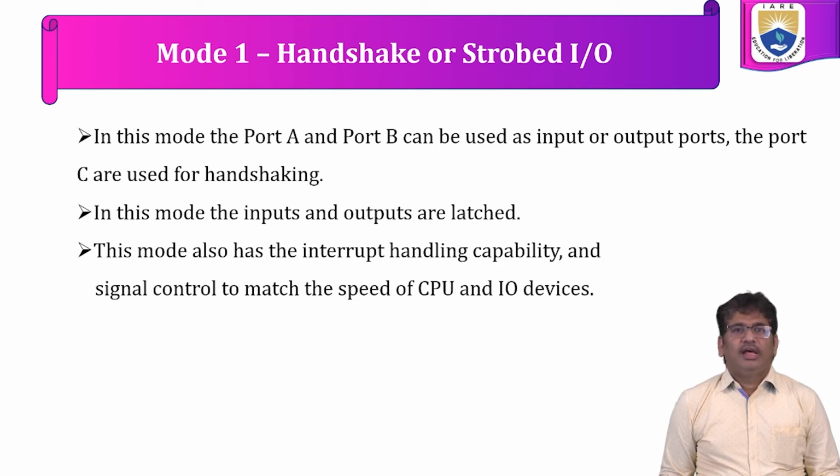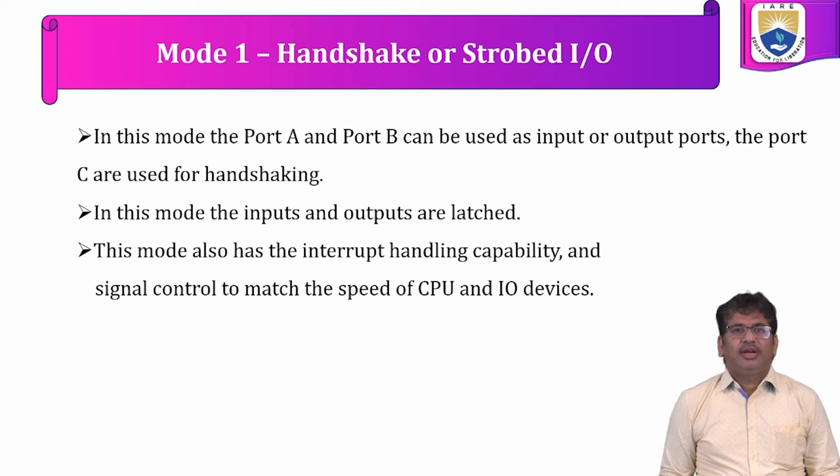In mode 1, handshake signals are used; it is strobed IO. In this mode, the data transfer is done by configuring two ports, that is port A and port B. Port A and port B can be used as input or output port. Port C is used for handshake signals. In this mode, the inputs and outputs are latched. This mode also has interrupt handling capability and signal control to match the speed of CPU and IO devices because of handshake signals.